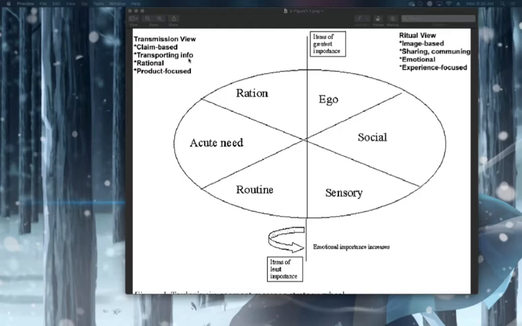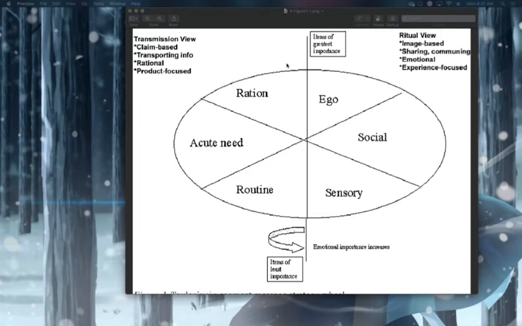And so Dr. Taylor talked about two different views here. So there are two sides of this wheel. There is the transmission view, which is right here, and the ritual view, which is right here. So we're going to go over these and then talk about what each one of these segments means. So first and foremost, you've got ration, acute need, and routine in the transmission view.